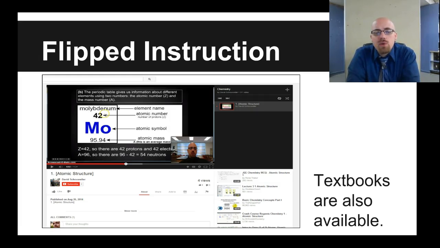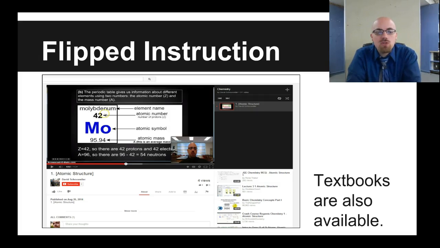Also, this class is going to be flipped, which means screencasts like the one you're viewing now are going to be the primary mode of instruction. Now, I say primary in that it's not the only mode of instruction. We're not relying just on screencasts here, but they are going to be the big focus. And there's a lot of reasons why we do flipped instruction in this class.